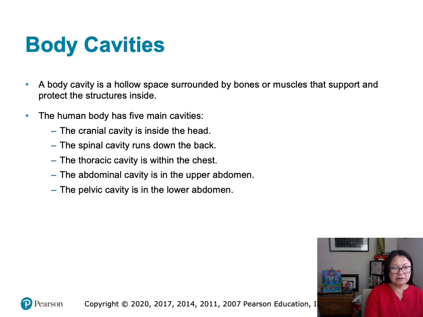Another system for describing the body is based on cavities and their internal organs. Rather than planes and directions, a cavity is a hollow space. It is surrounded by bones or muscle that support and protect the organs and structures within the cavity. There are 5 main cavities in the body.